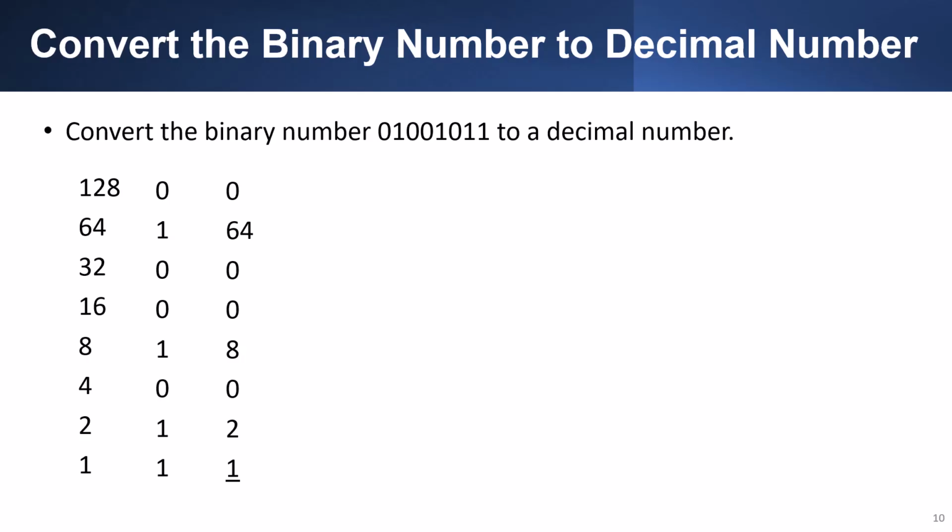64 plus 8 is equal to 72. Add a 2 and you got 74. Then add 1 and you have 75. So the binary number 01001011 is the decimal number 75.